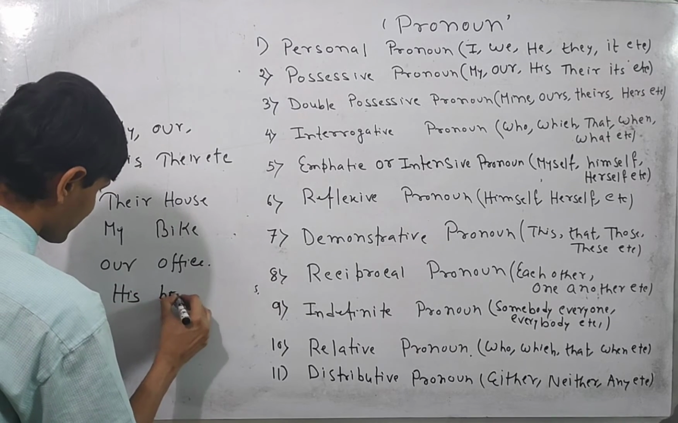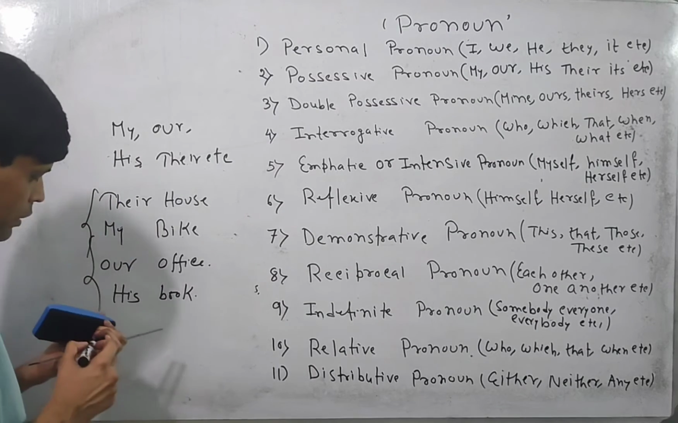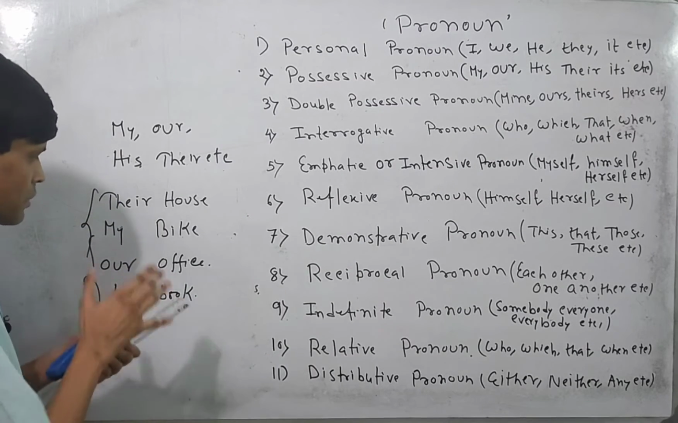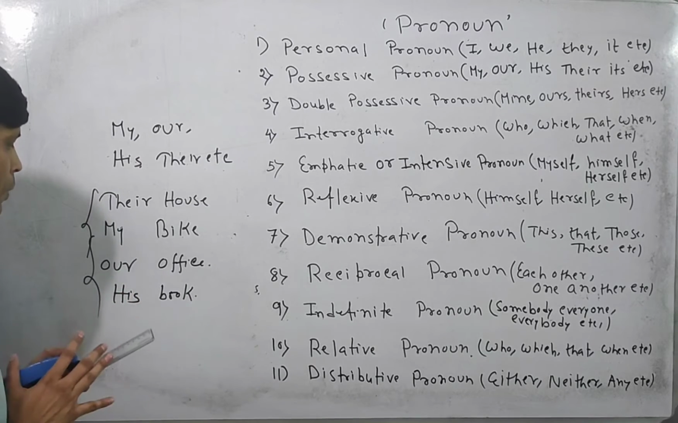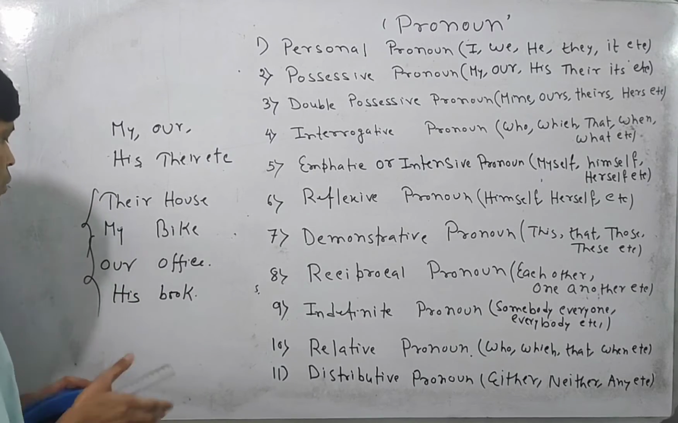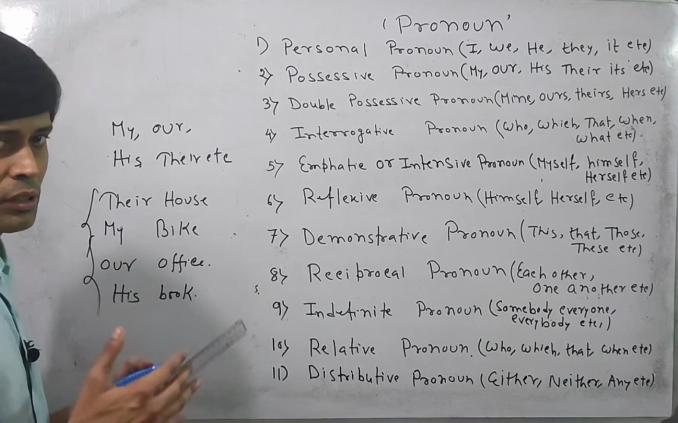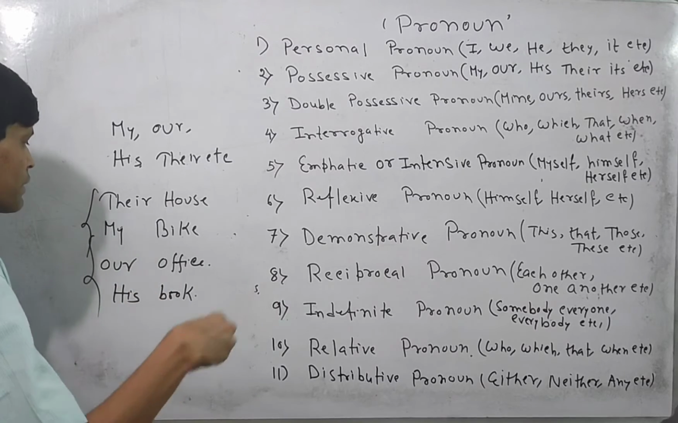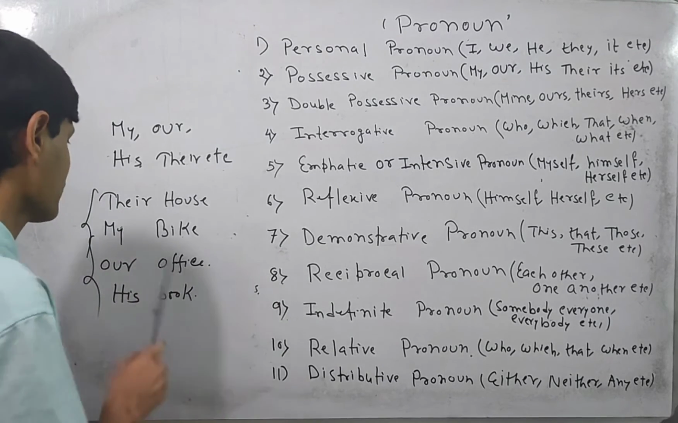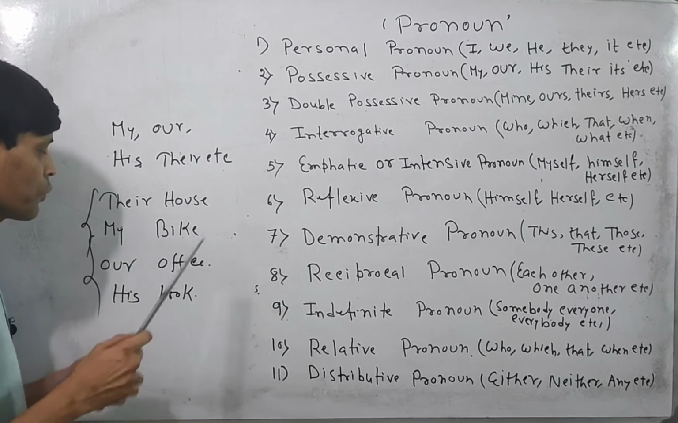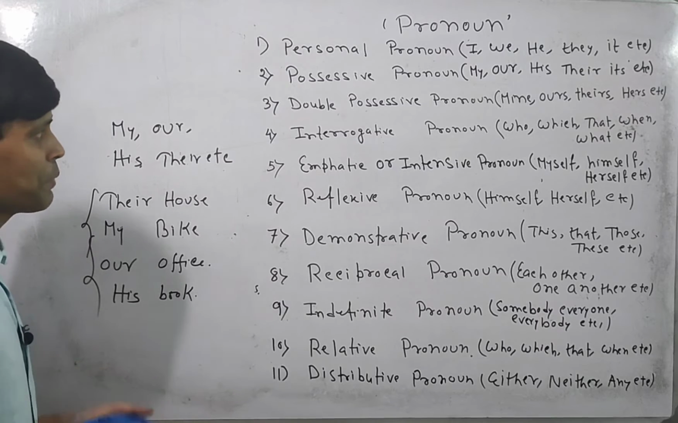His book, etc. All are called possessive pronouns, as there is a relationship between house and their, or bike and my, or office and our, or book and his. So if I say their house, they are owning the house. If I say my bike, I am owning the bike. In this one, you have to understand that possessive means owning.